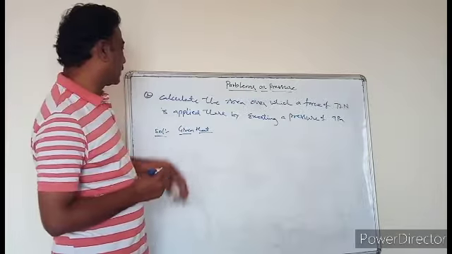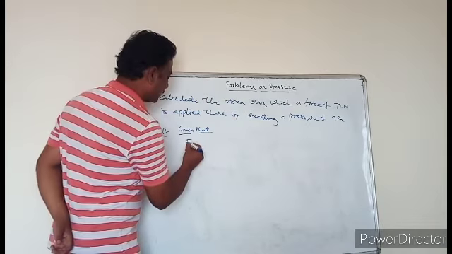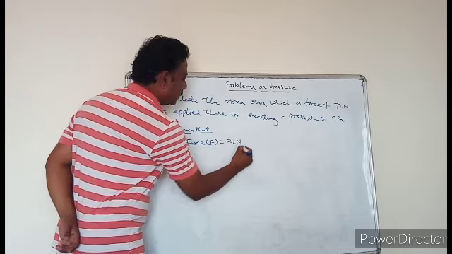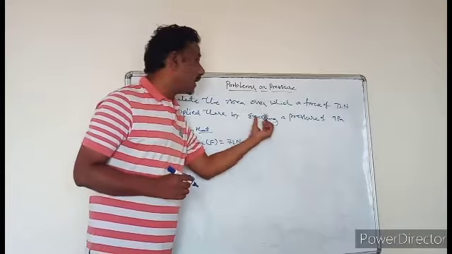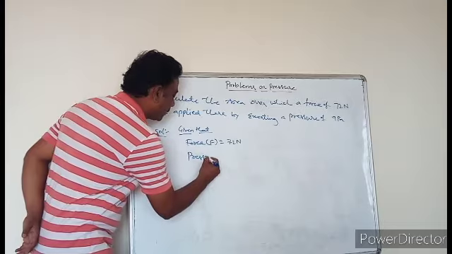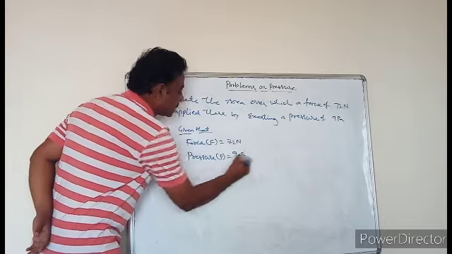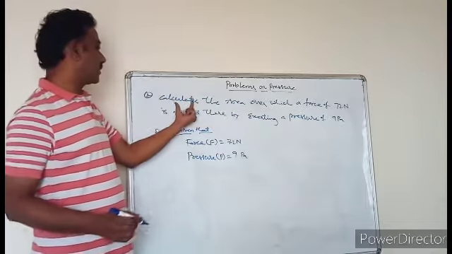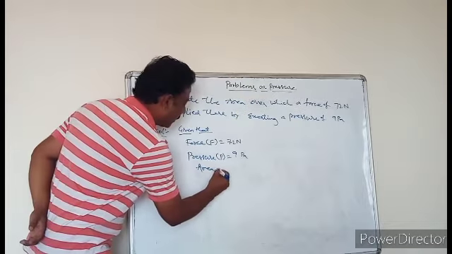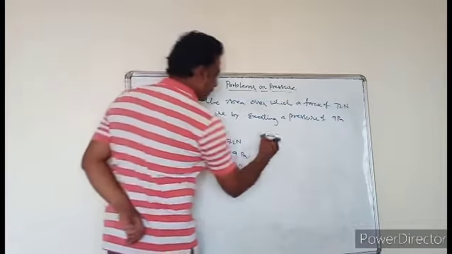What have they given? Given that a force of 72 newtons. That means they have given the force value. Force F is equal to 72 newtons. It is applied there, exerting a pressure of 9 pascals. That means they have given the pressure value also. Pressure P is 9 pascals. Then what are they asking? They are asking to calculate the area. So area A is equal to how much? This is the question.